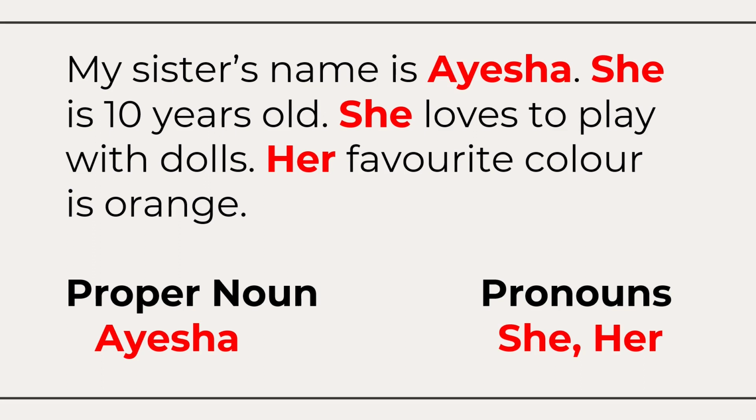She is 10 years old. She loves to play with dolls. Her favorite color is orange. So we not only avoided repetition, but we also replaced a 6-letter noun with a 3-letter pronoun, making the sentence shorter and concise. Take a look at the bottom. So we replaced proper noun Aisha with pronouns she and her.